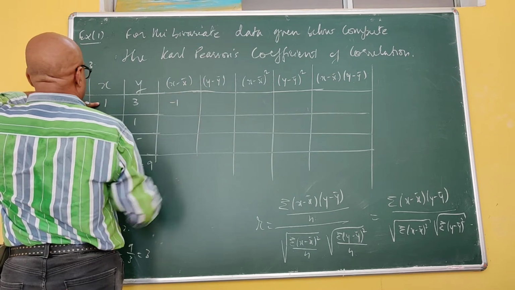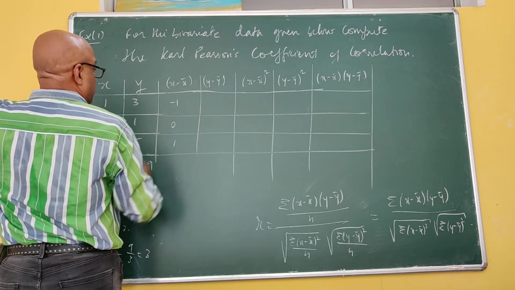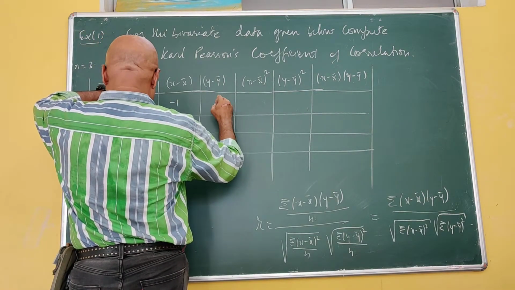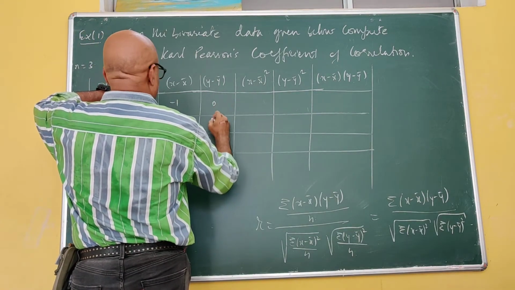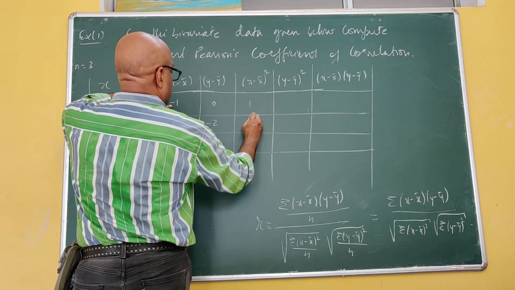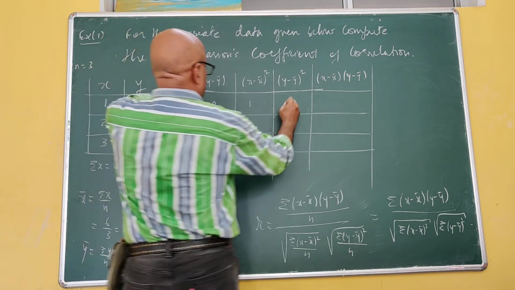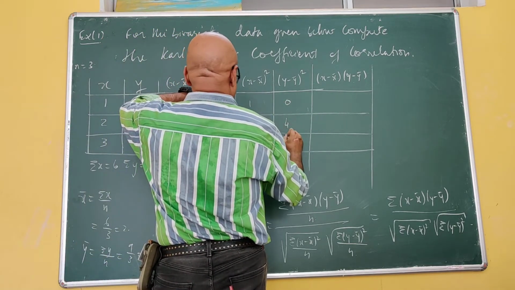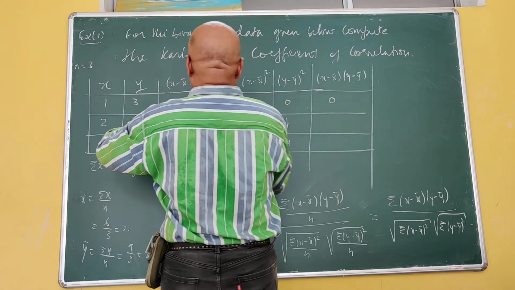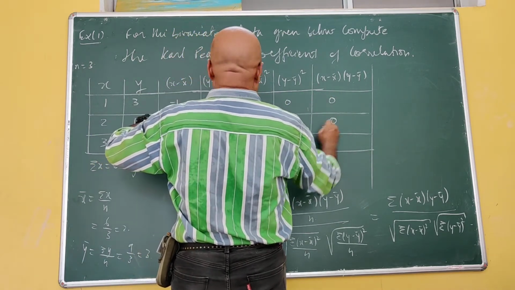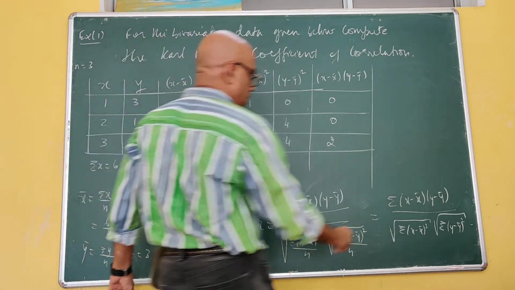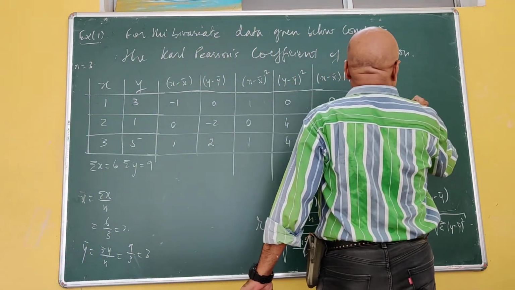If you know x minus x bar is actually x minus 2, so it gives you minus 1, 0, 1. Y minus y bar is y minus 3, so it gives you 0, minus 2, 2. This square will give you 1, 0, 1. That will give you 0, 4, 4. And this into this will give you 0. And this into this will give you 0 again. And this into this will give you 2. Therefore, what will you get? R will be equal to.